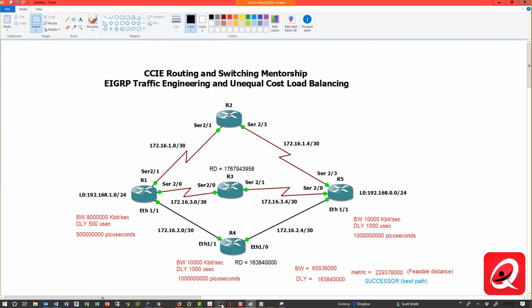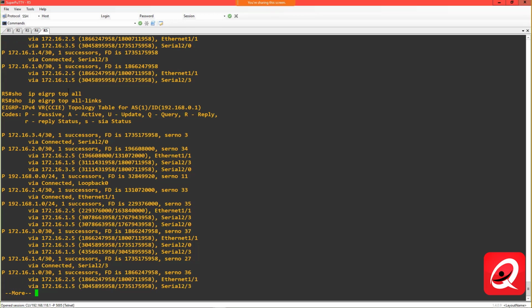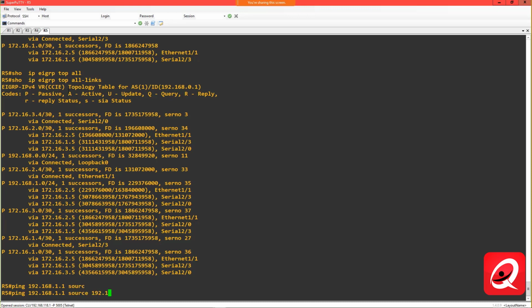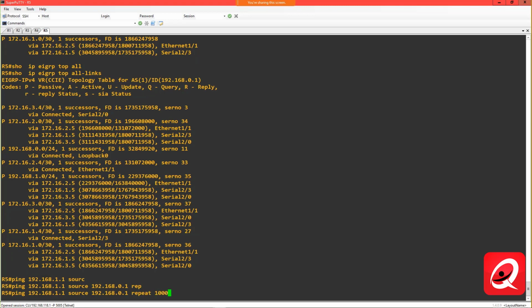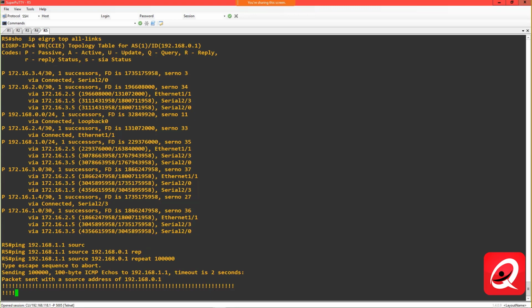Let me see if I can demonstrate this concept. If I do a persistent ping from router 5, and I source that ping from, let's do 192.168.1.0 or 1.1, and we'll source that from 192.168.0.1, and we're going to repeat that, I don't know, 100,000 times. So I'm doing my pings here.